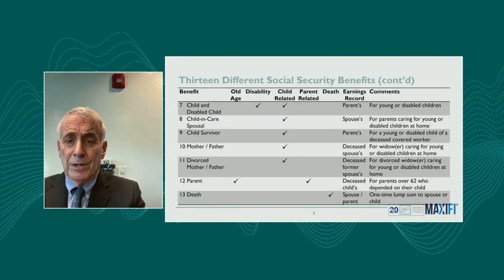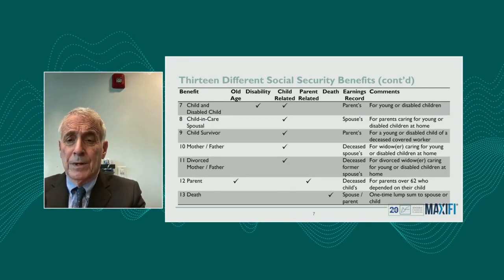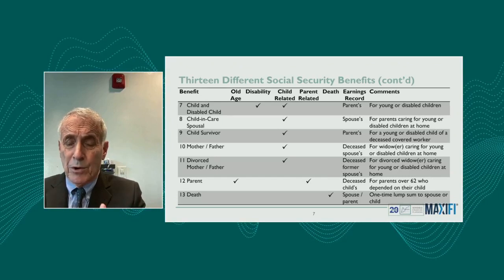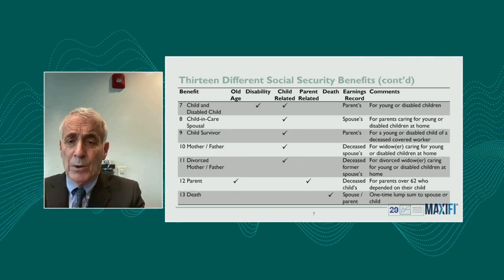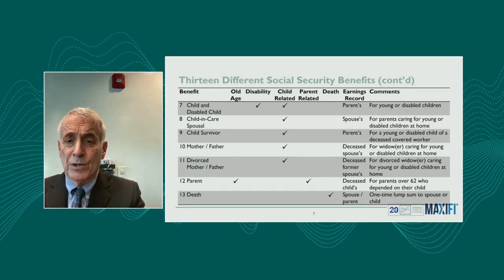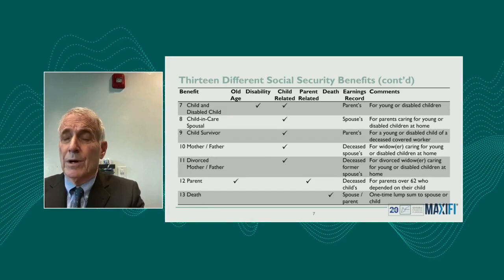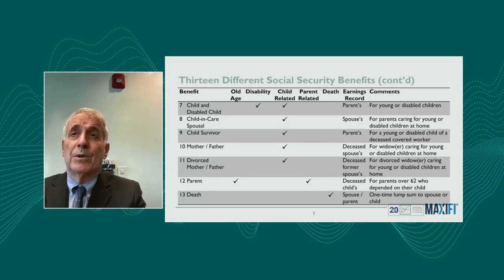There's also a small death benefit when somebody dies to help with the burial expenses. It's only like $275. It's somewhere in that neighborhood. It's very small. And then there's parent benefits, which are, I'll just give you an example.